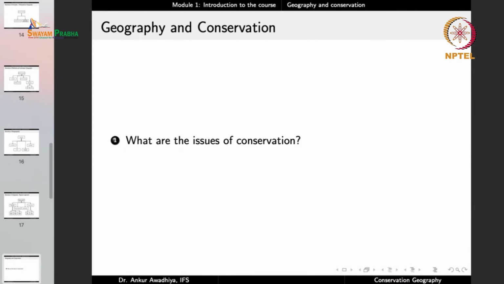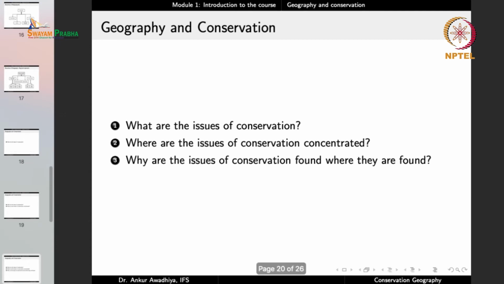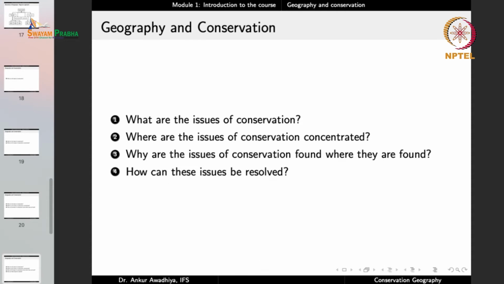So that is the regional approach. Now, talking about conservation, how is geography related to conservation? When we look at conservation and the questions in geography, we can ask: what are the issues of conservation? So the first question is what? Second is, where are these issues of conservation concentrated? Why are they found where they are found? And then looking at the planning aspect, we can ask, how can these issues be resolved? So when we talk about conservation geography, we are asking the same questions, but in the context of conservation.